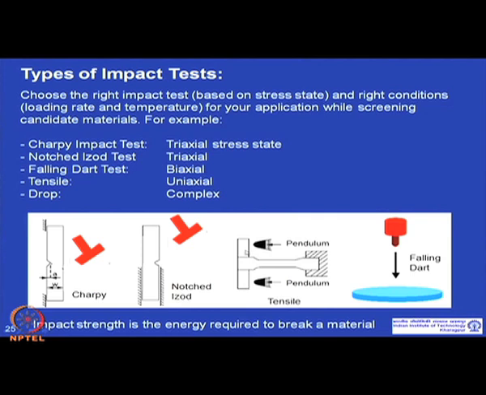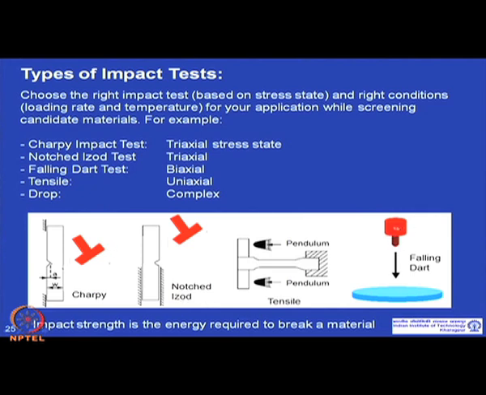In case of tensile testing, a tensile bar, a dog bone type specimen or the dumbbell shaped specimen, is fixed on one side, and on the other side a pendulum hits and hammers it from both sides. So the deformation or the strain happens in a tensile way, in a longitudinal way. It is a uniaxial test. The only difference between this and a tensile stress strain test is that here the strain or the stress is applied at a much higher rate. The amount of energy required to break this bar is called impact strength.